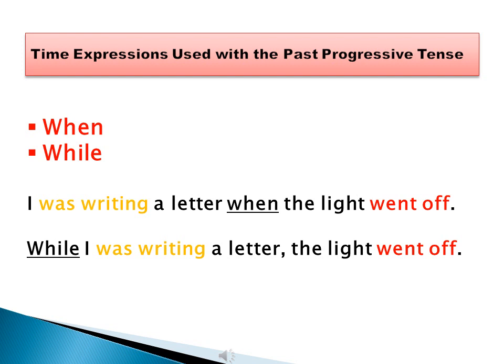نقدر نستعمله مع while. So while I was writing a letter، بينما كنت أكتب رسالة، the light went off، يعني قطع الكهرباء. So here the use of expressions when and while with simple past and past continuous.